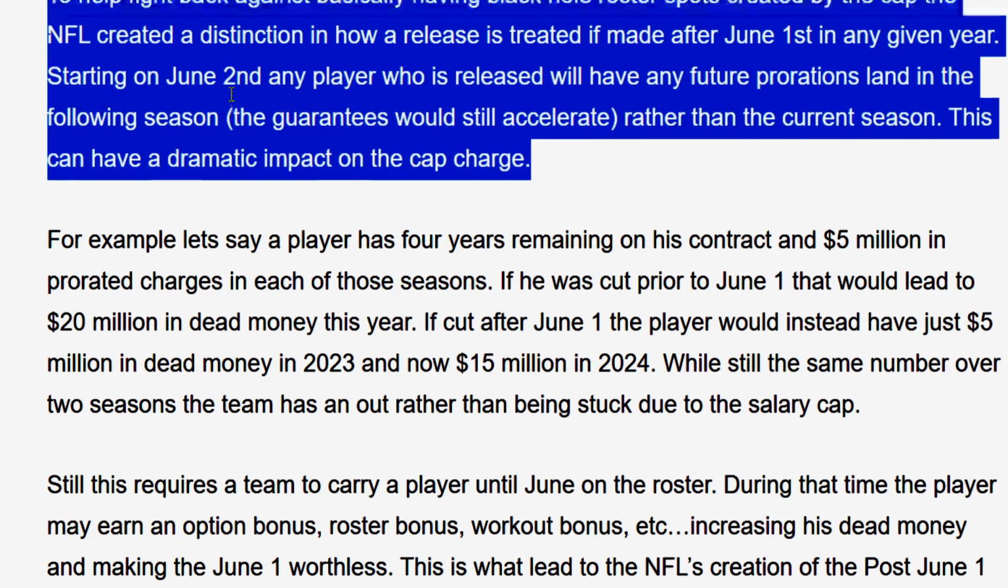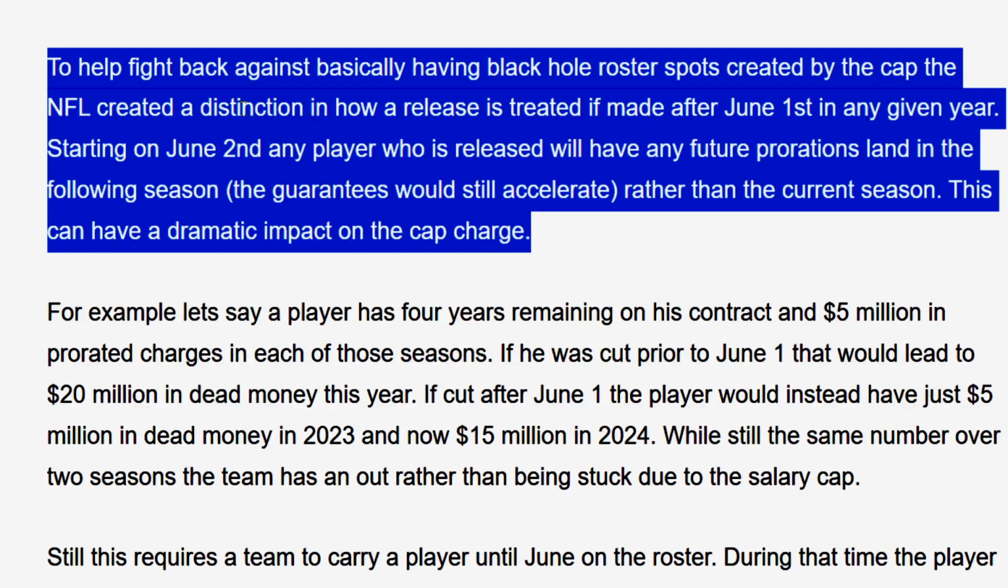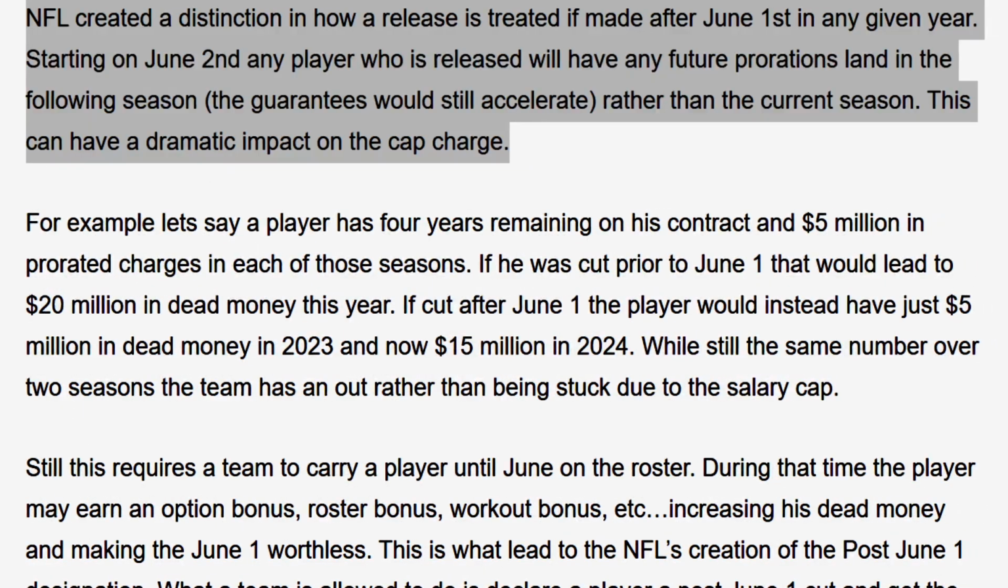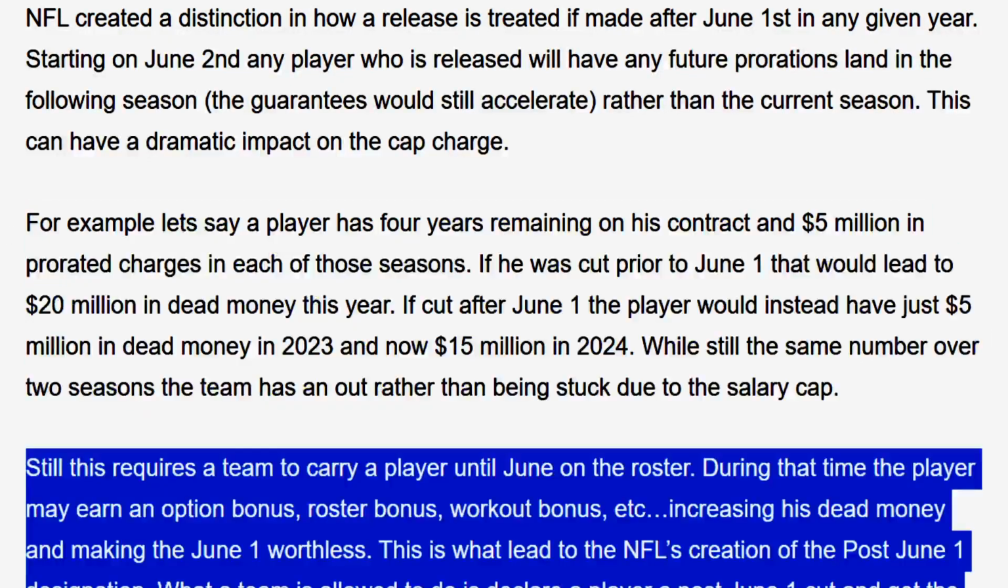charge. So this is why, again, it is so important to cut players post June 1st, and why when June 1st does happen, we see an absolute plethora of players available, because teams wait to be able to do this. You can only have two players designated to be cut post June 1st going into free agency.